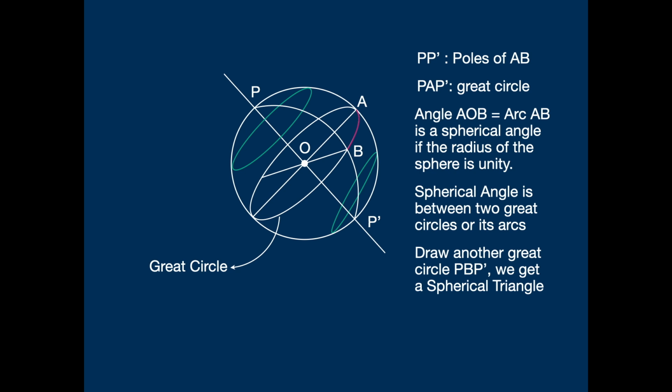And in fact, it is also making a spherical triangle because you have three vertices. So we have a triangle PAB, and all the arcs, all the sides of the spherical triangle, are actually great circles. The first side is AB, part of this particular great circle. The second side is PB, part of the great circle PBP prime. And the third side is PA, which is part of the PAP prime great circle. So a spherical triangle is always made by great circles.